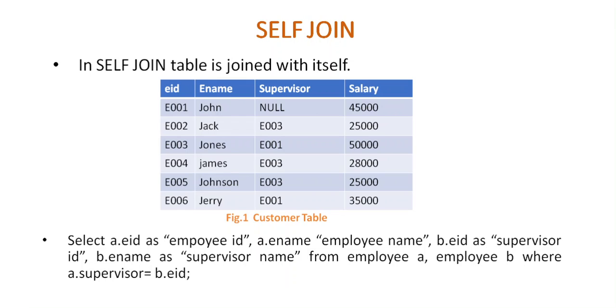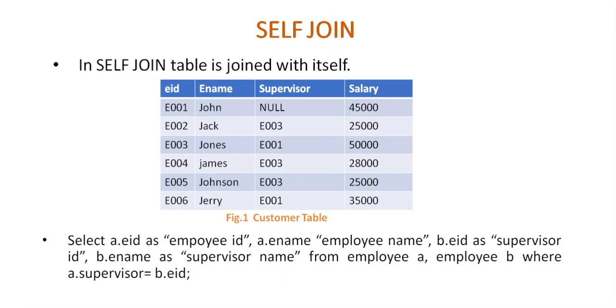So when I say A dot employee ID is employee ID and B dot employee ID is supervisor ID, from employee A, it is one table. The table is the same. When you write employee A and employee B, it means you are referring to the same table with two names, A and B, where A dot supervisor equals B dot employee ID. This query is somewhat complicated, but if you read it carefully, you will come to know that we have only one table, and we are referring to that single table as two tables because we want to execute a self join.